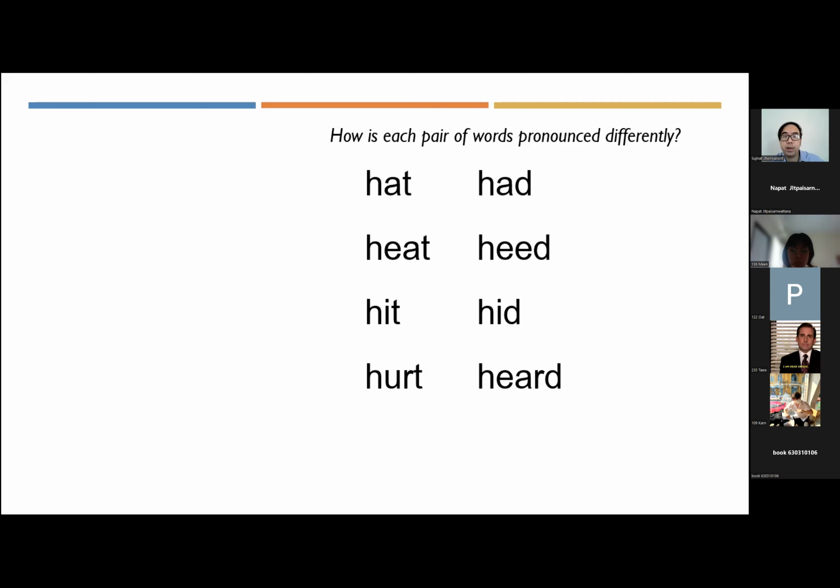Okay, class, I asked you some questions. How is each pair of words different?